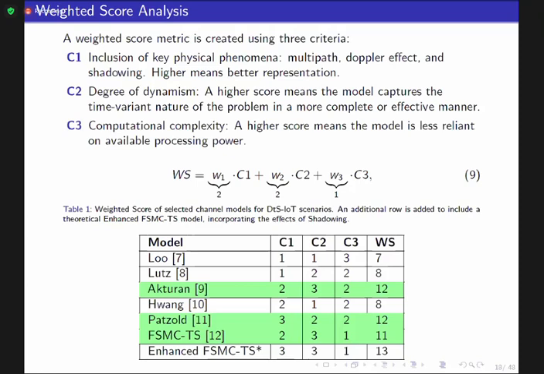When you run this through the weighted score metric, you get column WS, right? And we have decided to shortlist the 3 candidates that you see highlighted in green. And we have added a final theoretical column, right? Which poses the question, what if we had a model that was like the FSM-CTS model, but did include shadowing, which is its only shortcoming in the C1 criteria, right? So we'll leave that as a what if, but this will be relevant in the next chapter, right?